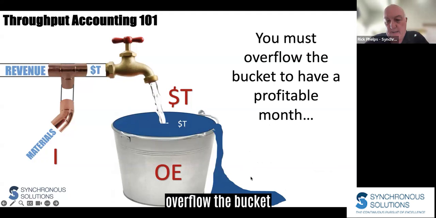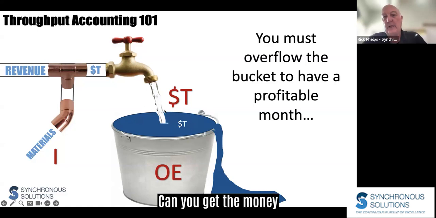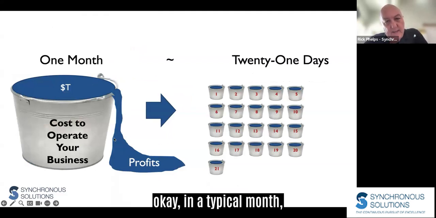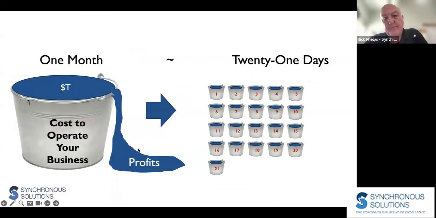You need to overflow the bucket to have profits, which means the game of business that you're playing isn't about margins. It's about flow. Can you get the money flowing through your business at a fast enough rate that you consistently overflow your bucket? And we could take that big bucket and add to it the profits and say, okay, in a typical month, we have 21 days. If we divide the operating expenses and the profits into 21 buckets, it would look like this.